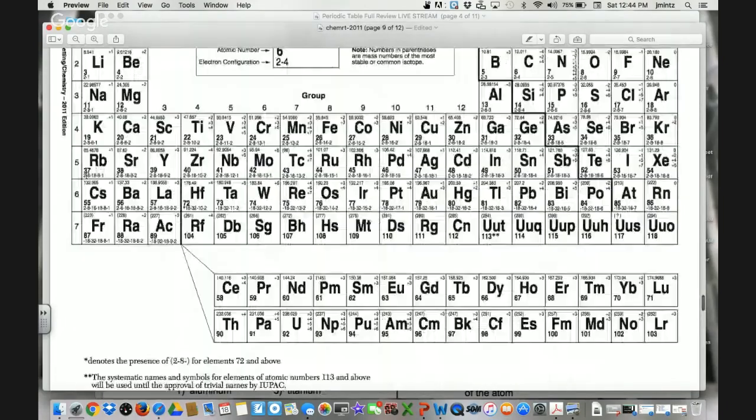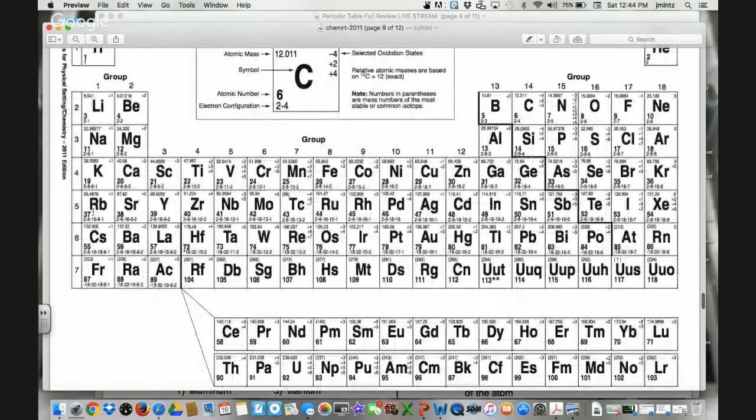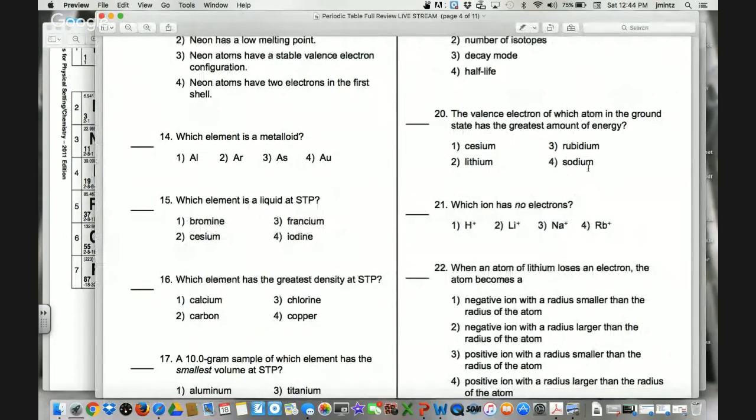So let's just look up, those are all here in this group, cesium, rubidium, lithium, and sodium. So they want to know which one, as far as valence, has the greatest amount of energy. It's the one that's in the furthest shell. So it looks like it's going to be cesium, if cesium is one of our choices. All right, 21, which ion has no electrons?